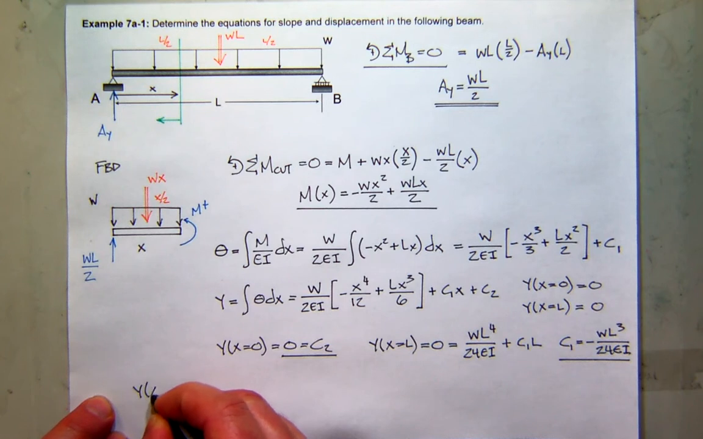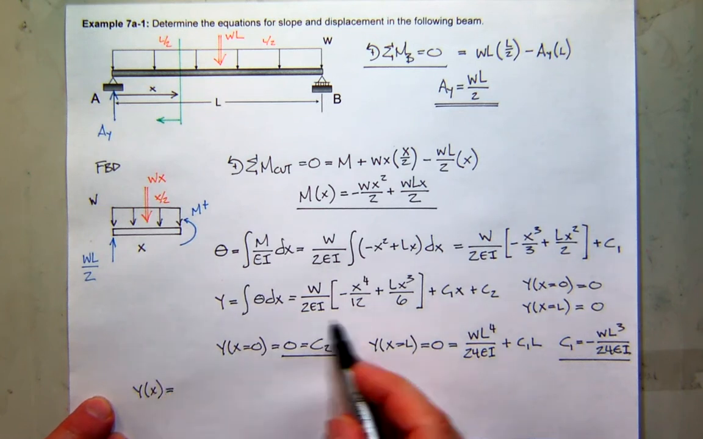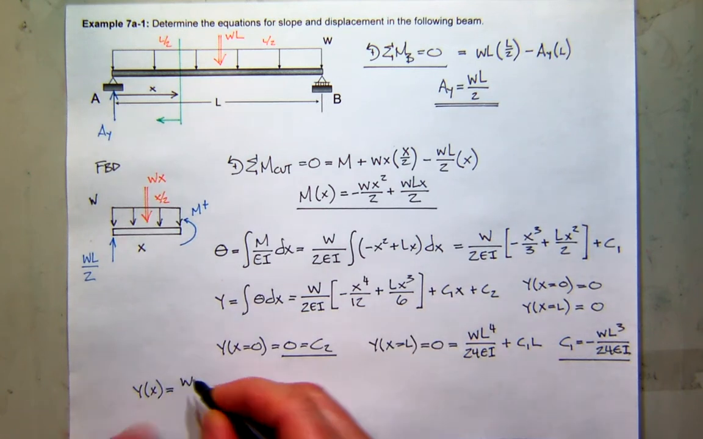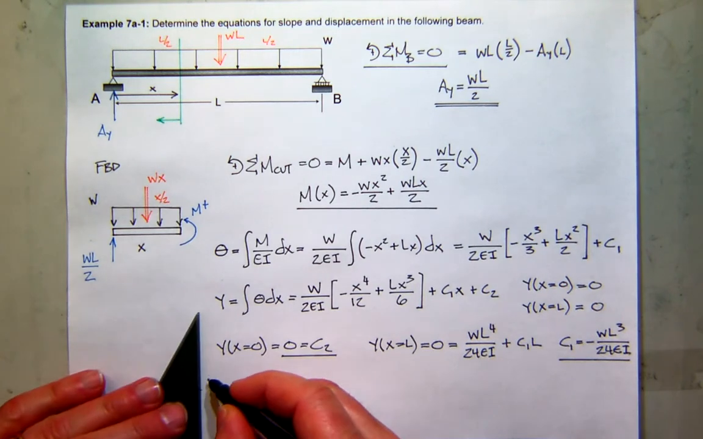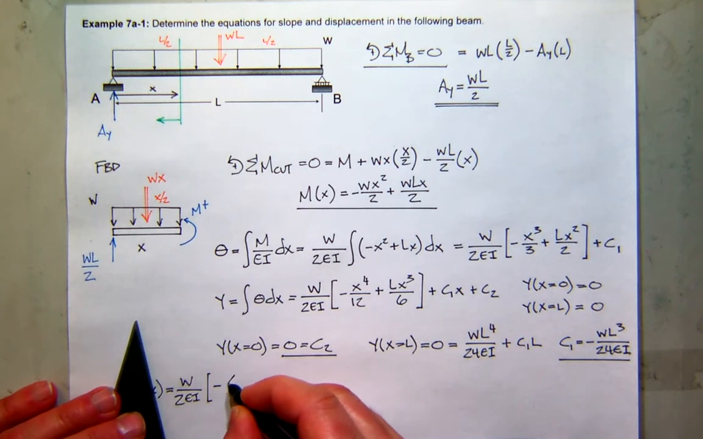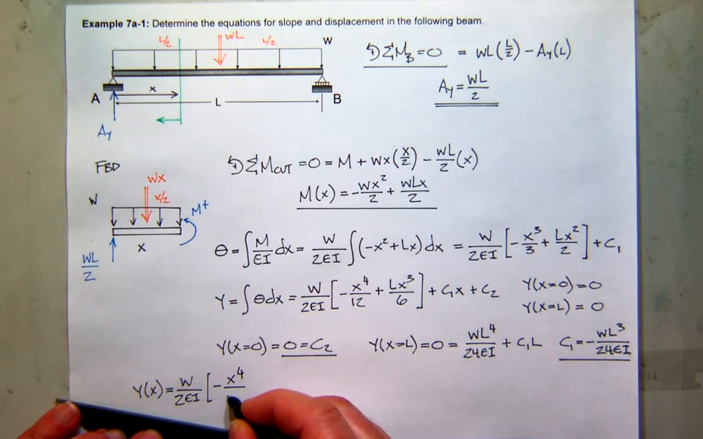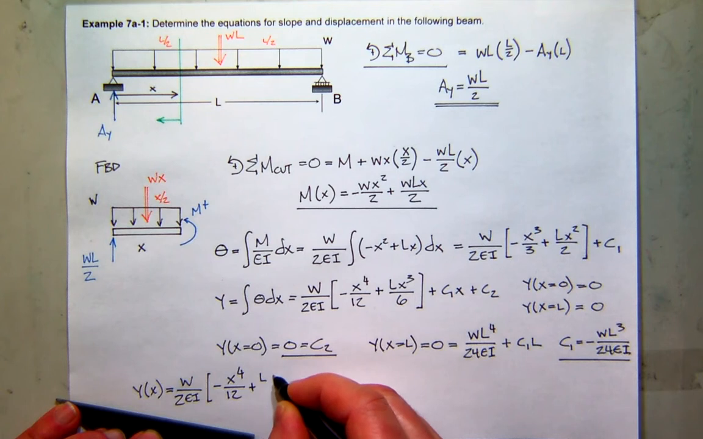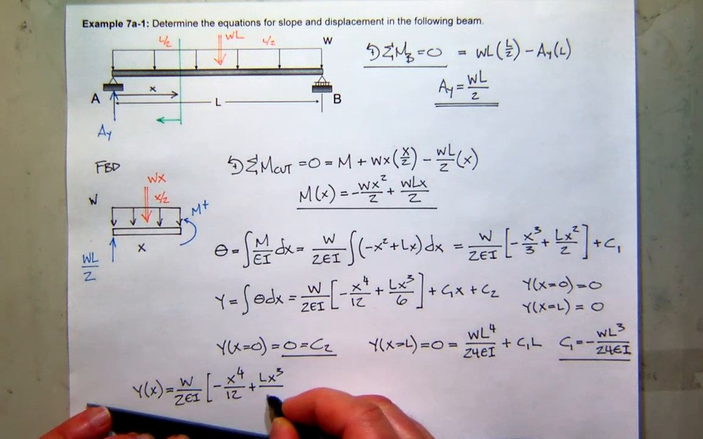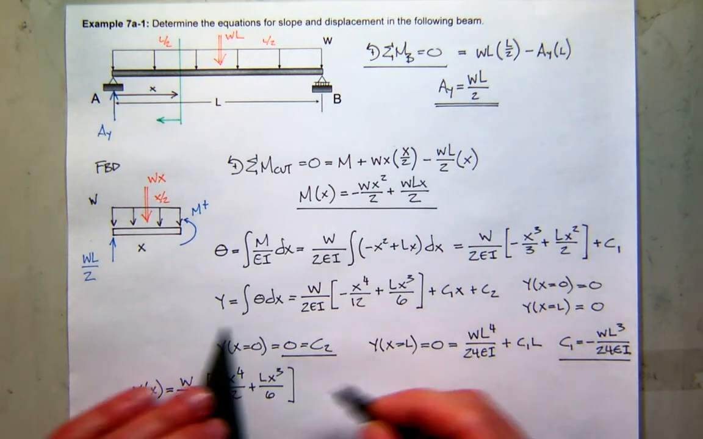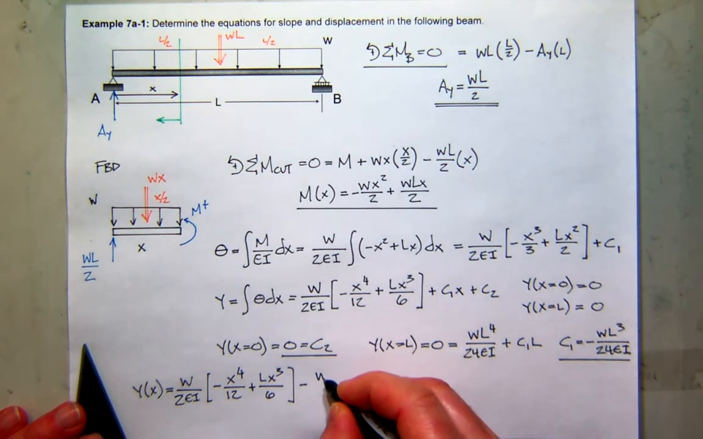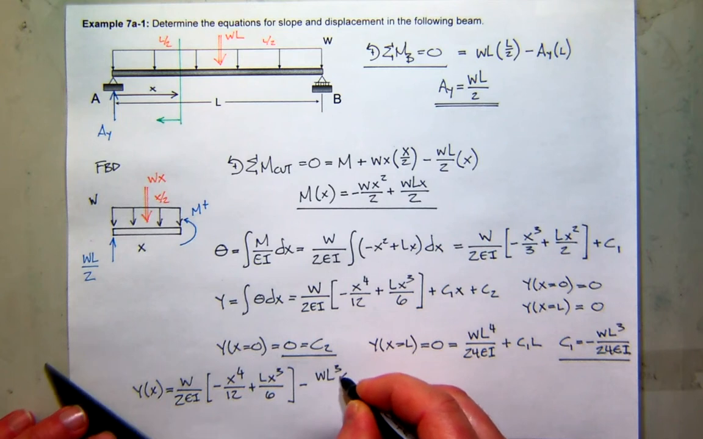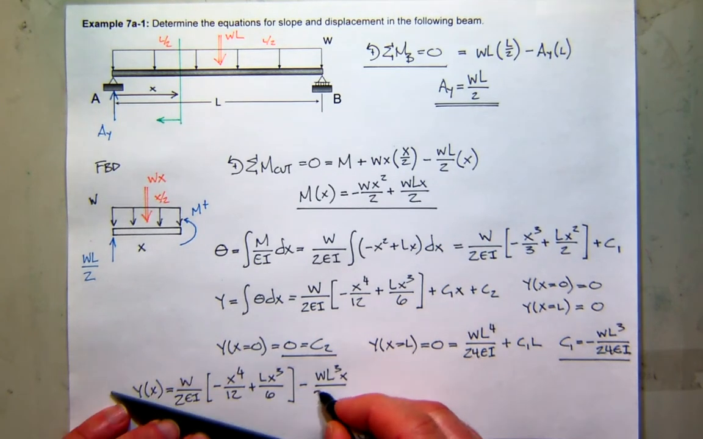So the displacement at x is going to be what? What's all this stuff? W over 2EI times minus x to the 4th over 12 plus Lx cubed over 6. That's what we found before. Plus C1 times x. Well, there's C1, so it's minus WL cubed x over 24EI.